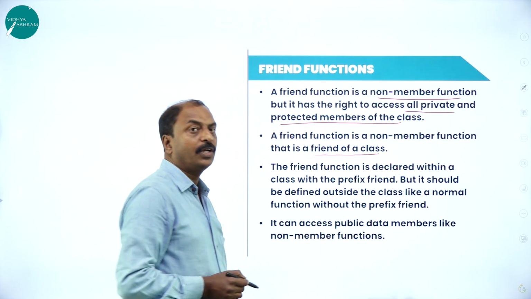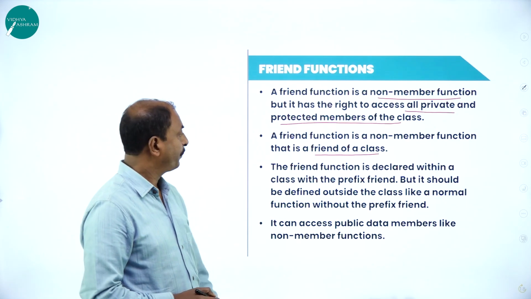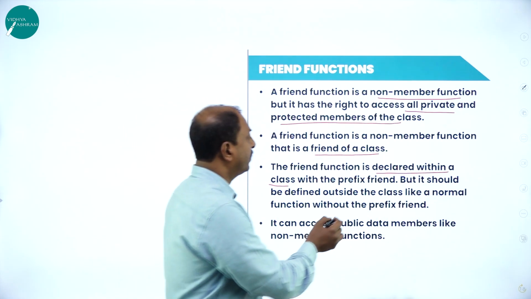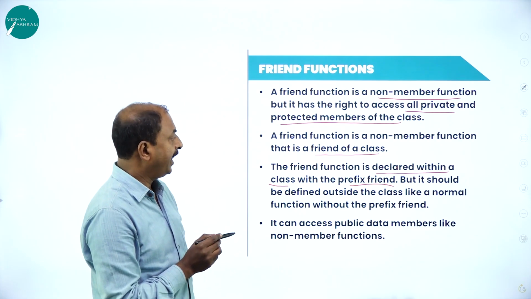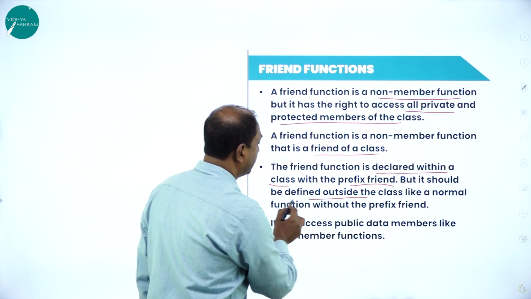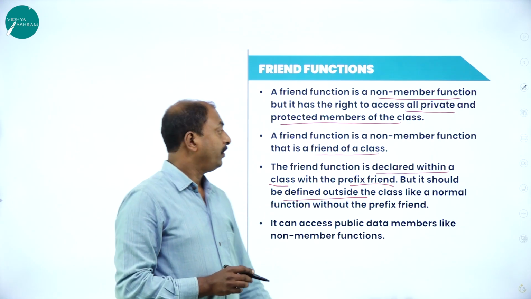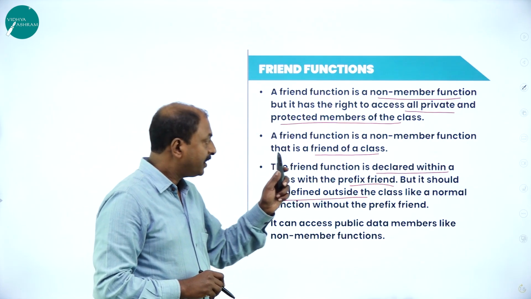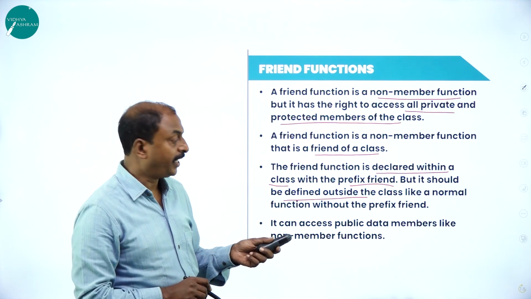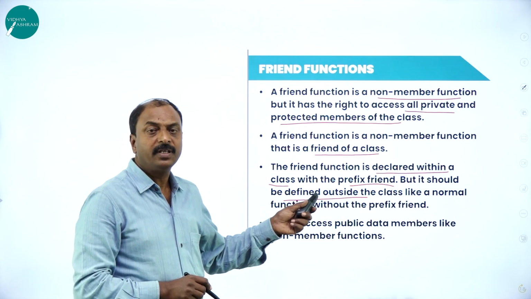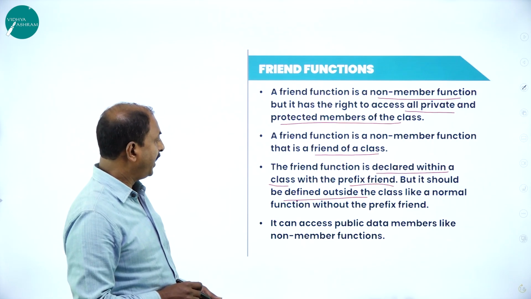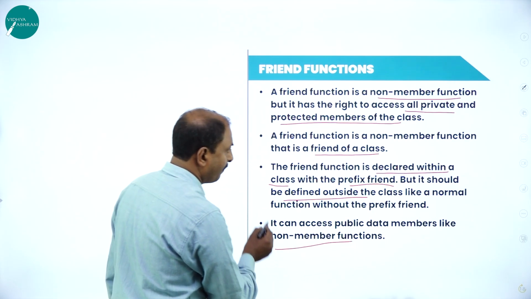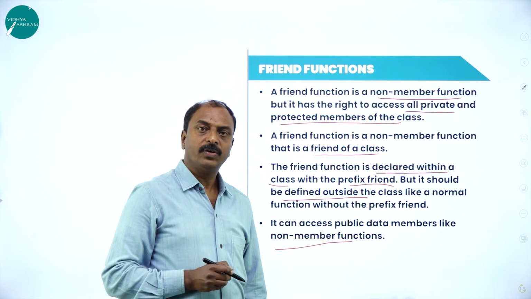So here we use the word friend of that particular class. And the friend function is declared within a class with the prefix friend, but it should be defined outside the class. Please note down here, in a friend function the declaration should be inside a class, and for that friend function the definition we have to write outside the class. So this is one of the characteristics of a friend function, and it can access public data members like a non-member function. So this is one of the characteristics of a friend function.